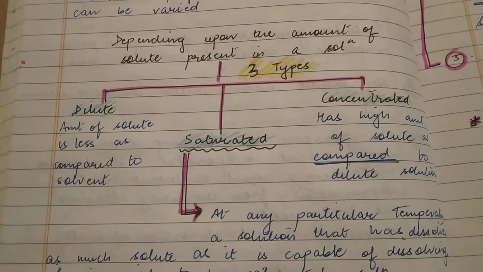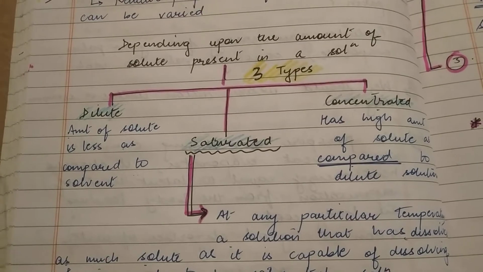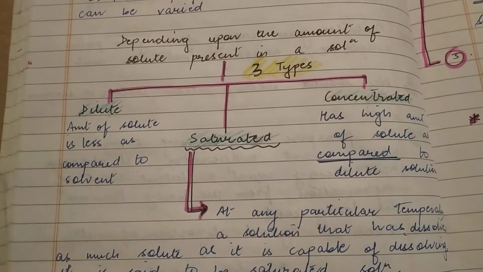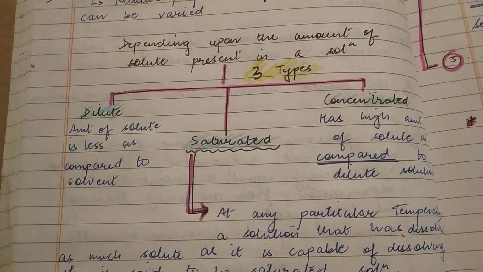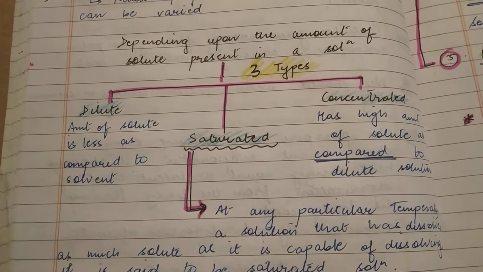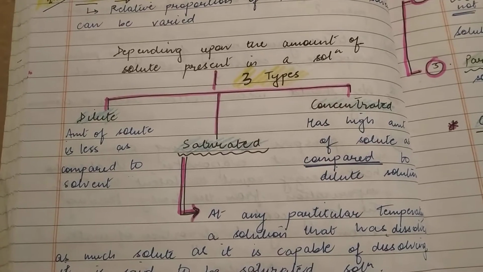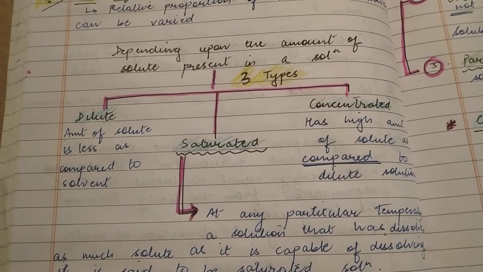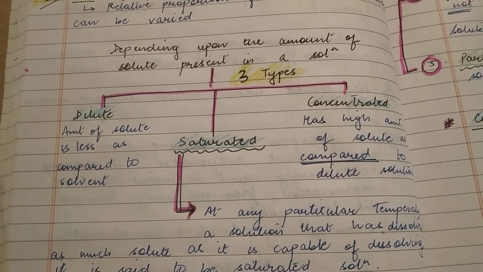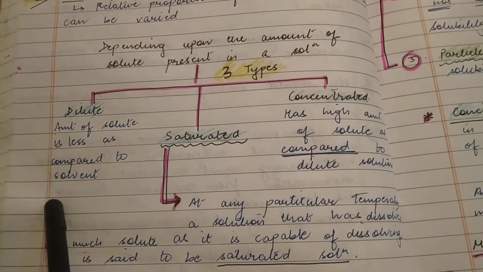Suppose in 1 liter of water you have added 1 teaspoon of sugar. Now sugar is the solute, 1 liter water is the solvent. The amount of water is much more as compared to 1 teaspoon of sugar. So the resultant solution, when you stir and dissolve 1 teaspoon of sugar in 1 liter of water, would be a dilute solution.